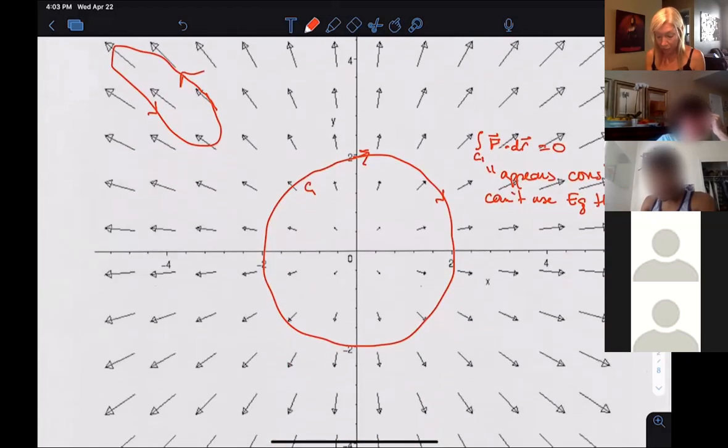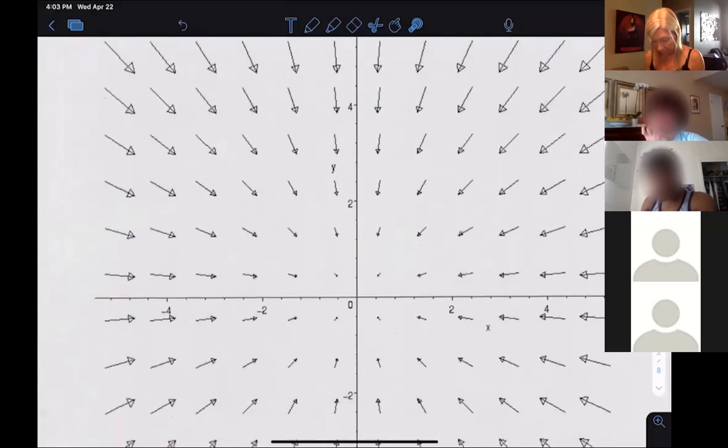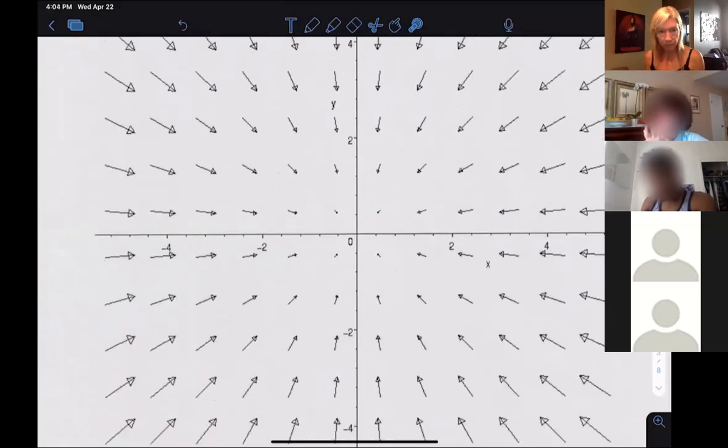But we don't know that for sure just because we can see a bunch of closed curves whose line integrals are obviously 0. That's not quite enough information. Is this conservative or no? What does it appear?